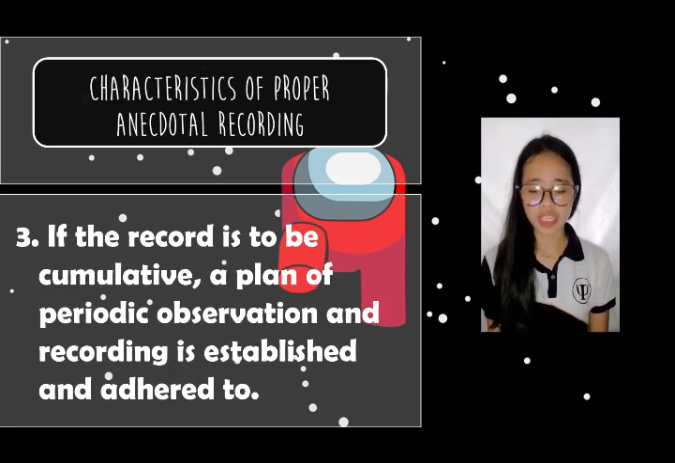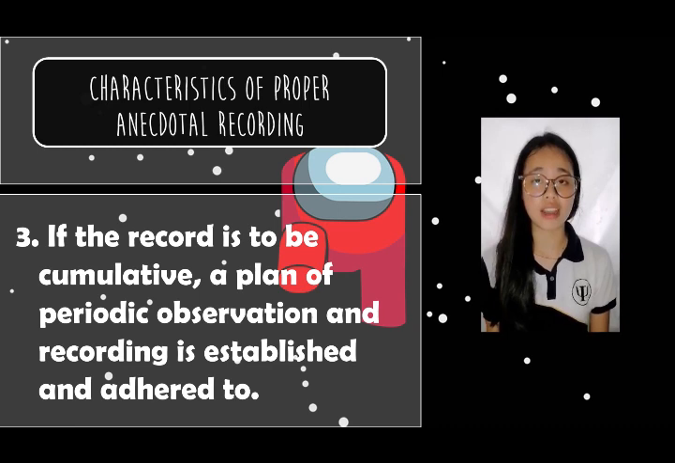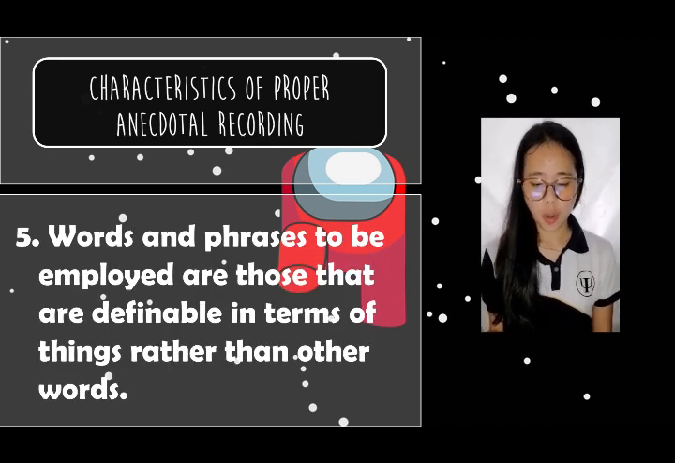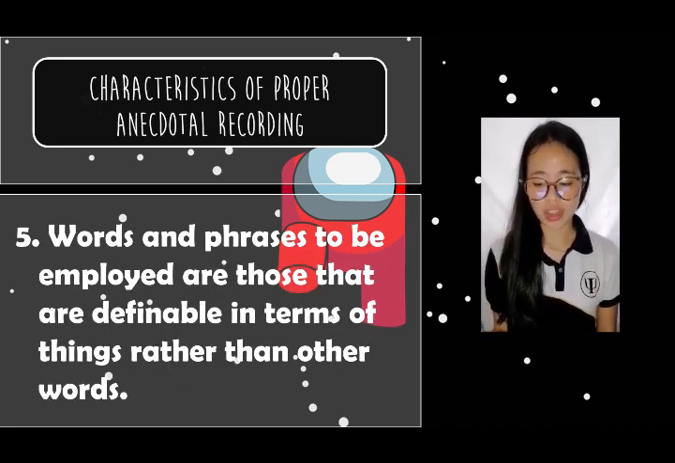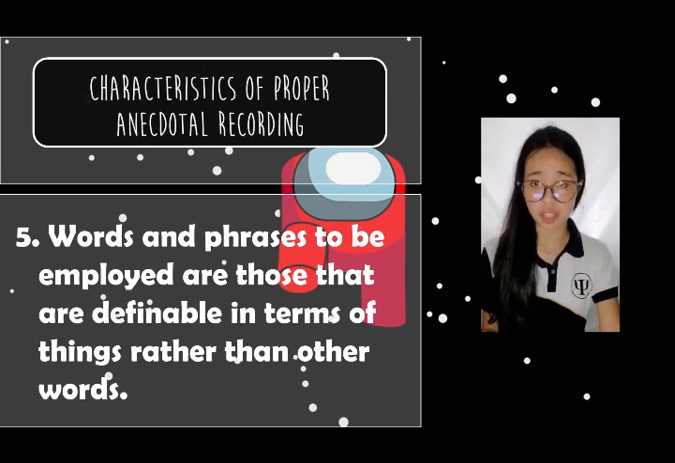Third, if the record is to be cumulative, a plan of periodic observations and recording is established and adhered to. Fourth, words and phrases to be used are those with meanings which are clear and unequivocal. Fifth, words and phrases to be employed are those that are definable in terms of things rather than other words. So concrete statements are preferred to abstract ones. For example, he became pale and his hands trembled, not he became disturbed.